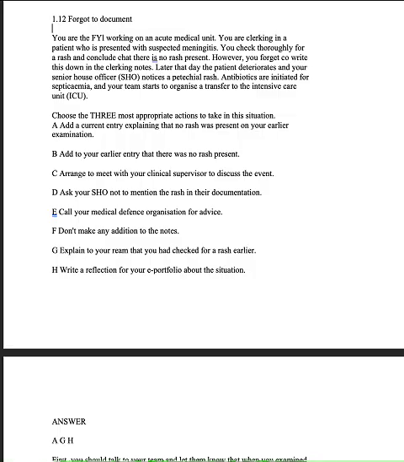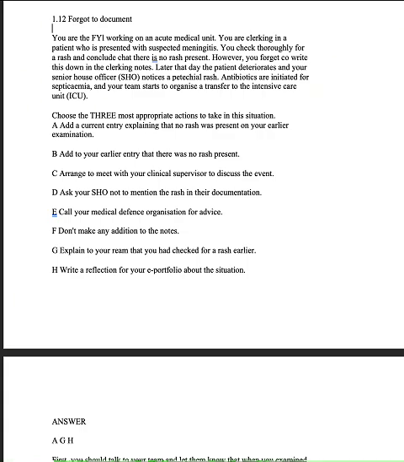A. Add a current entry explaining that no rash was present on your earlier examination. B. Add to your earlier entry that there was no rash present. C. Arrange to meet with your clinical supervisor to discuss the event. D. Ask your SHO not to mention the rash in their documentation. E. Call your medical defense organization for advice.